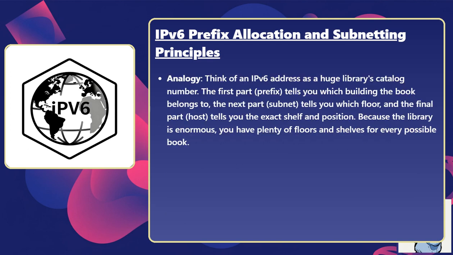Analogy: think of an IPv6 address as a huge library's catalog number. The first part, the prefix, tells you which building the book belongs to, the next part, the subnet, tells you which floor, and the final part, the host, tells you the exact shelf and position. Because the library is enormous, you have plenty of floors and shelves for every possible book.